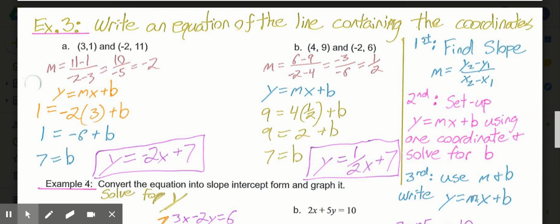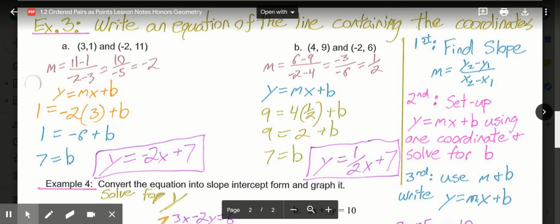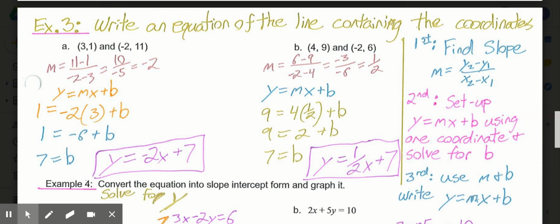So then we're going to use step 3, using m and b, rewrite our final equation. So y equals 1/2 x plus 7.